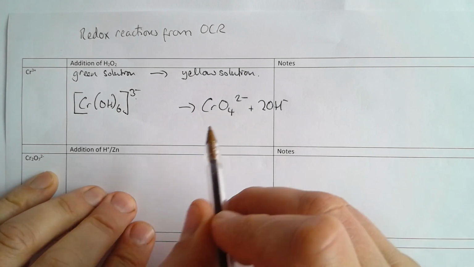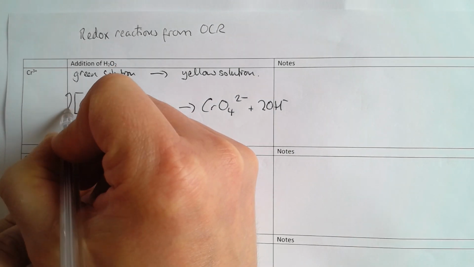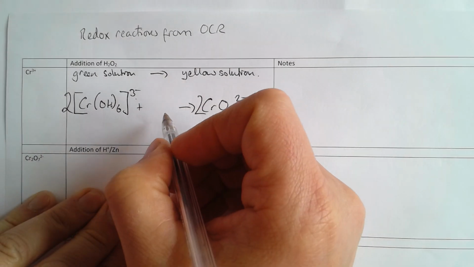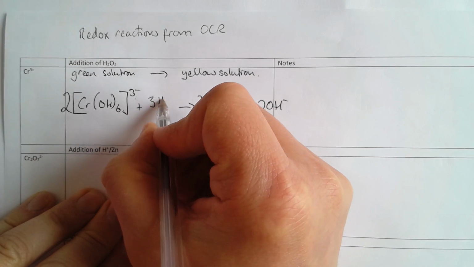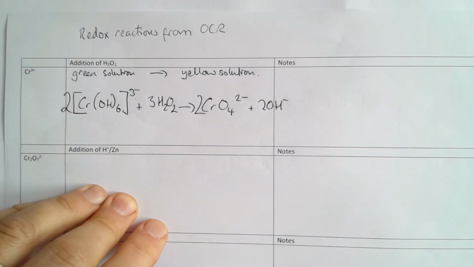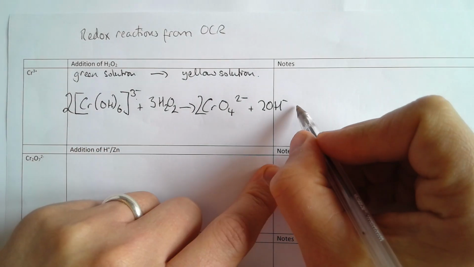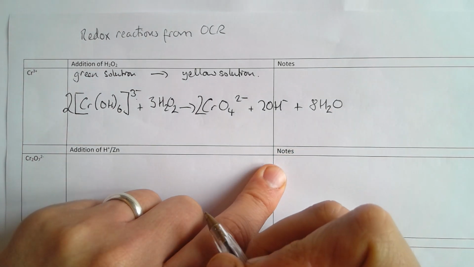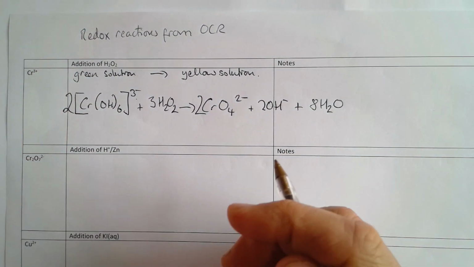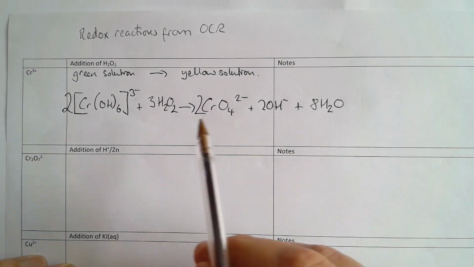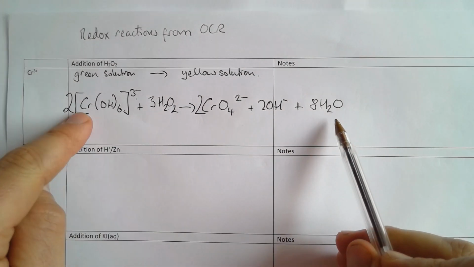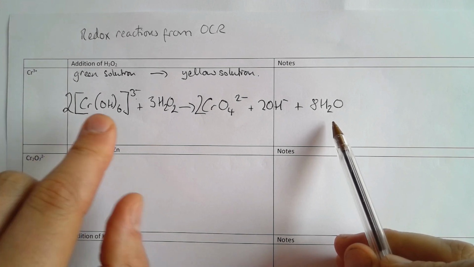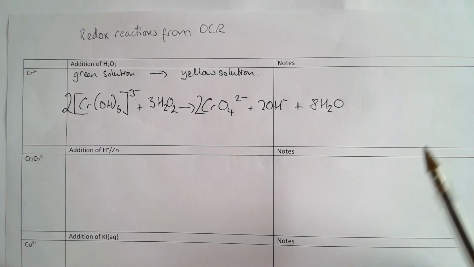So the way this happens, we're going to need overall 2 moles of this, make 2 moles of that, and we will need 3 moles of H2O2. At the end, we also end up with 8 moles of water. So this is the simplified version. I'm now going to explain how this comes about. Okay, so you need a little bit more paper. There is not enough space here at all. This is just a simplified version.